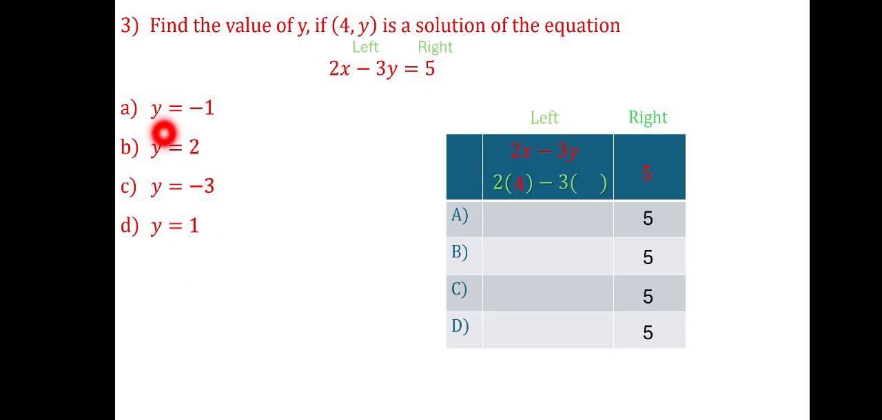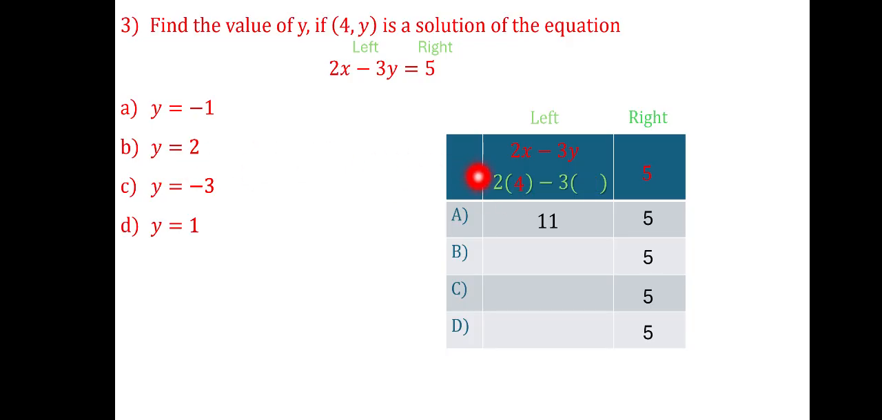So at first the y value is negative 1. So in place of y I will write negative 1 like this. Now write like this in our calculator and press equal. I got the answer as 11. On the left I got 11 and on the right we have 5. If they are not equal, which means this is not the correct value of y. So option A is wrong. So I will go with option B.